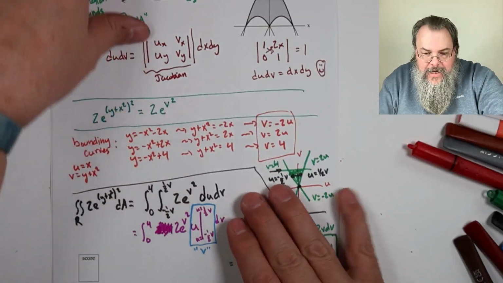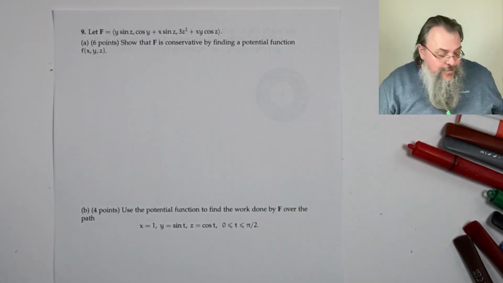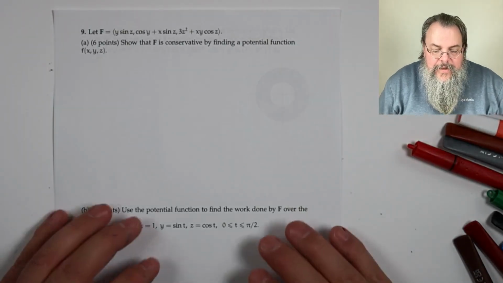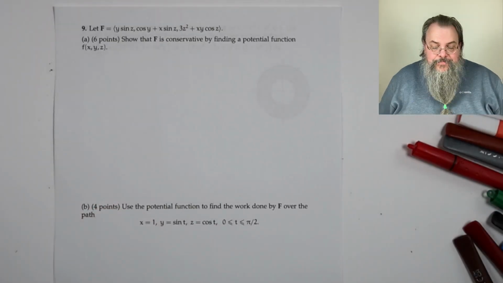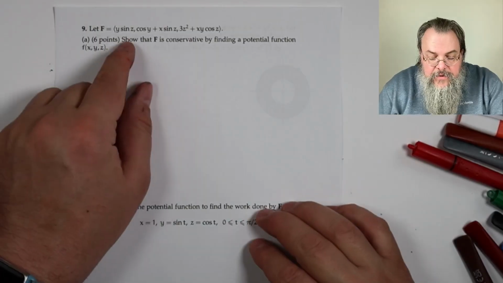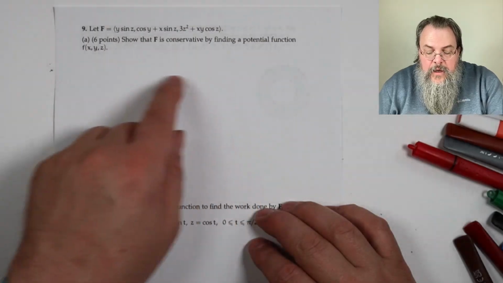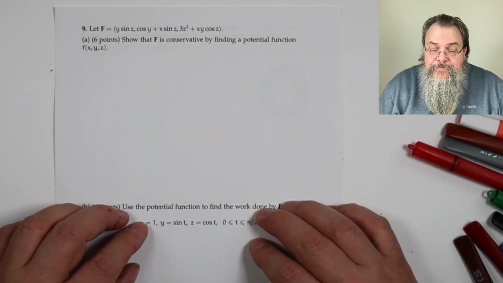All right, come on. We've got to keep going. We don't have all day, and we still have 2 problems left to work on. Okay, so number 9. We're given a vector-valued function, and we're asked to show that F is conservative by finding a potential function.